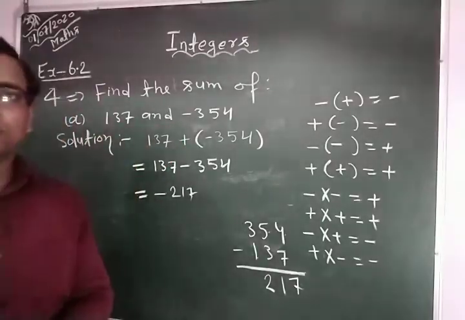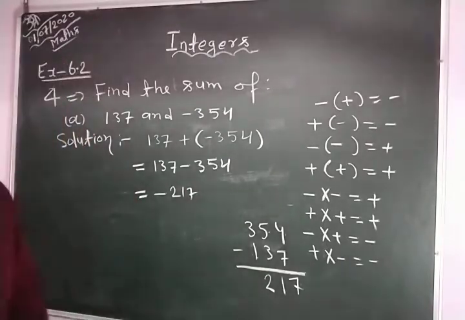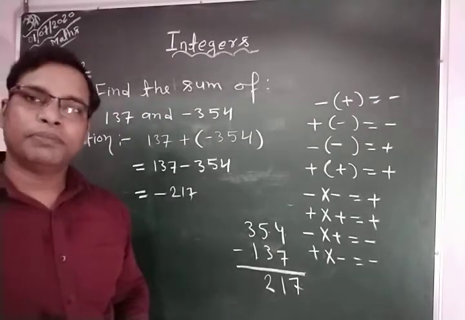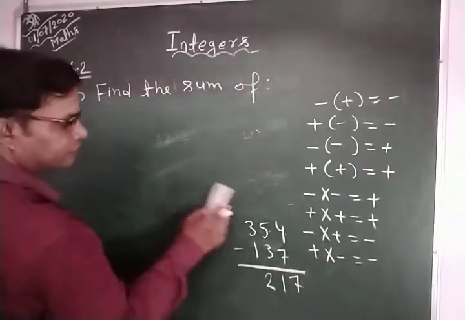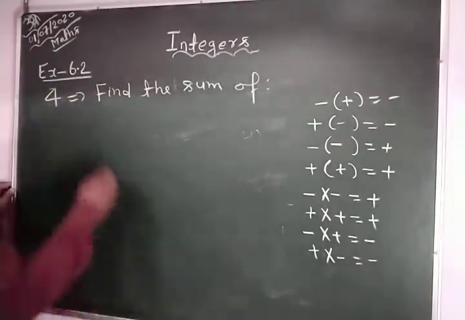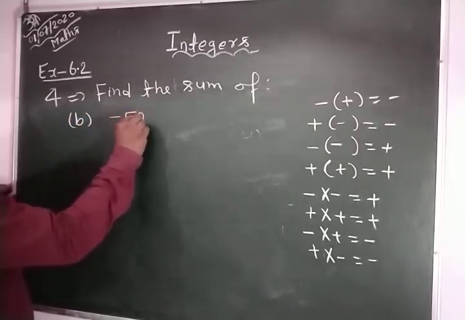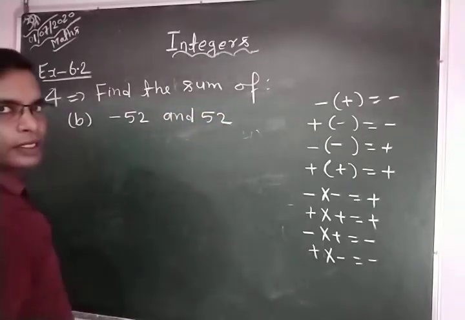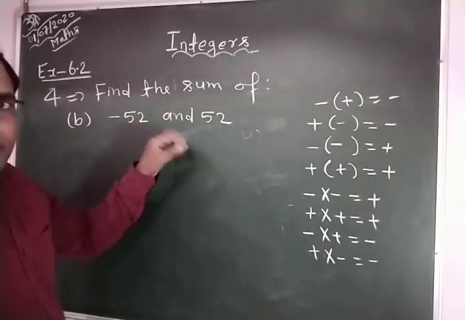Okay. Now we are going to discuss part B of question number 4. Part B of question number 4 is minus 52 and 52. So we find the sum of minus 52 and 52.